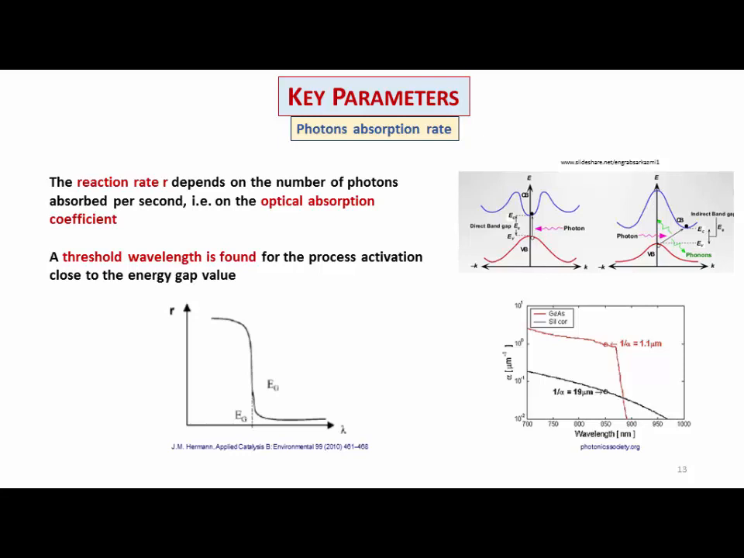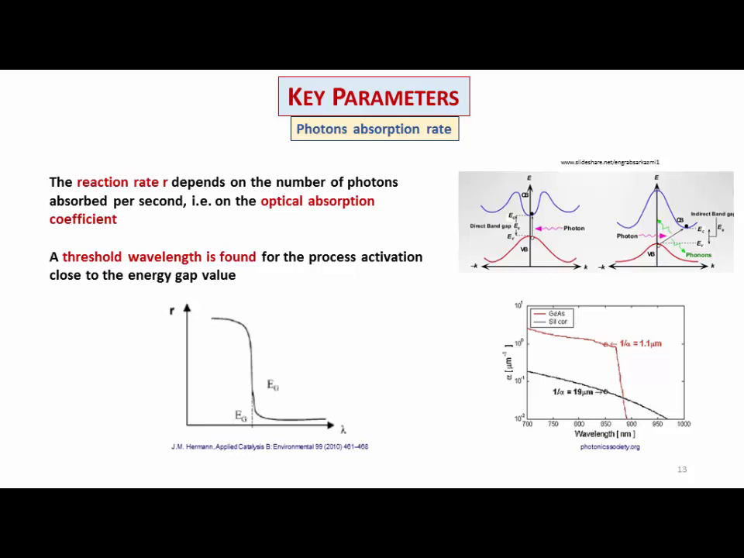And then the absorption rate of photons: obviously, if my absorption coefficient does not allow me to absorb a photon of a given energy, or frequency, there is no way that I can drive the process. And you can see here for the direct gap material that it clearly maps the shape. There is a threshold, and below the threshold in terms of wavelength, or above in energy, you start adding the photocatalytic effect. Then there are additional issues that I'm not going to entertain, because of the absorption length.